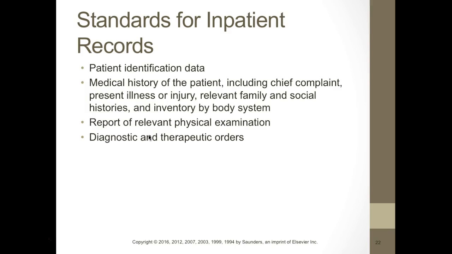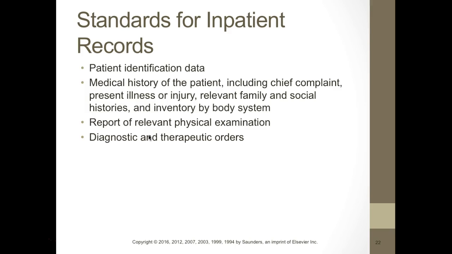Okay, standards for inpatient records. So the patient identification data has to be there, your medical history of the patient, including chief complaint, which is the reason why they came in. Okay, it may not be what ends up being, but their chief complaint is abdomen pain, but then they had a stroke the next day. So the chief complaint is they came in with abdomen pain. So present illness or injury, relevant family and social history, and inventory of the body system.